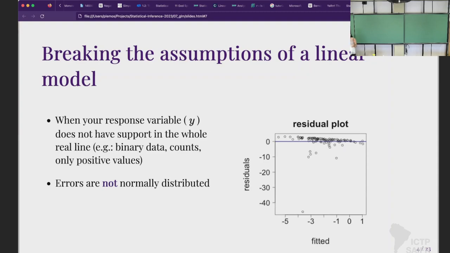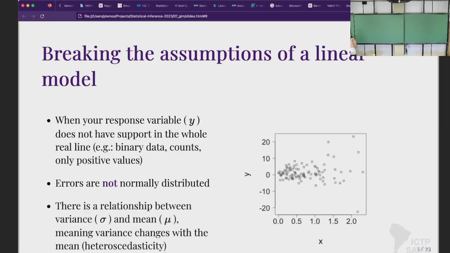Another assumption is that the errors are normally distributed, and this is an example of a residual plot. If you remember, this is when you plot the fitted values against the residuals of your regression, and you expect this to be normally distributed around 0. In this pictorial example, we see that that's not the case. We have an outlier here. There's a negative relationship between the residuals and the fitted values. So this is breaking one of the assumptions of the linear model. Yes? Is this plot another example? Yeah, it's not the same as the herbivory one. This is another one.